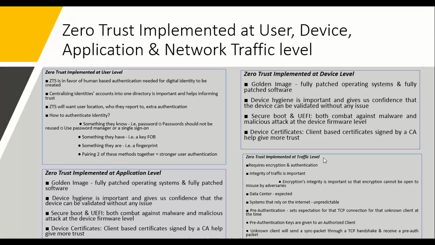Zero trust implemented at the traffic level requires encryption and authentication. Integrity of traffic is important. Encryption integrity is important so that encryption cannot be open to misuse by adversaries. Then, for systems that rely on the internet, we should consider both internet and intranet as the same, is what zero trust says. You should consider your internal intranet traffic as exposed as the internet because of insider attacks.